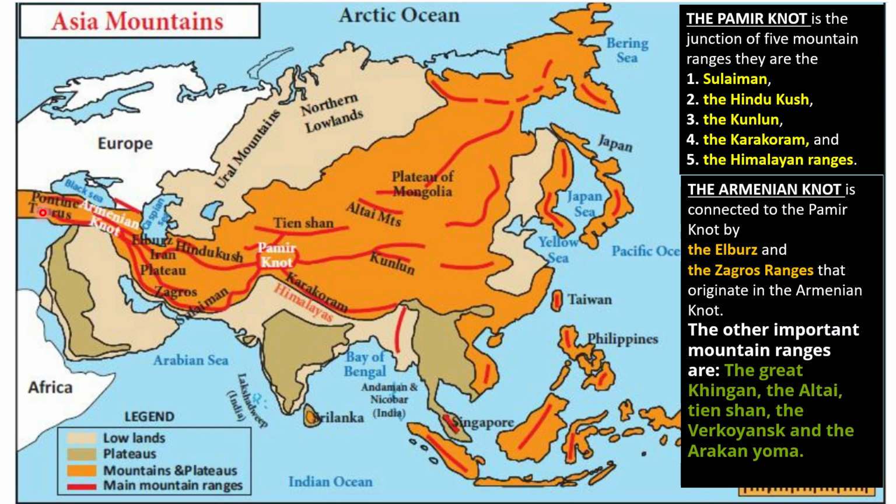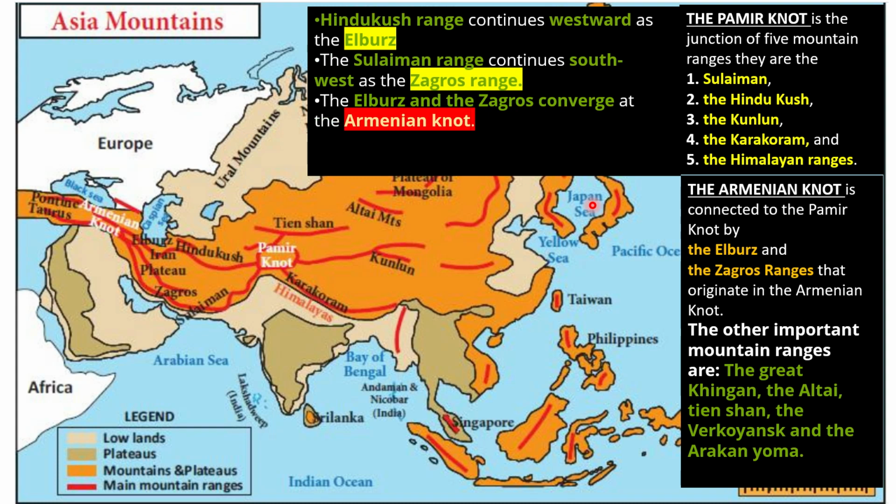The other important mountain ranges are the Great Kinghun and Altai range. This is Altai ranges, Kinghun ranges, and the Verkhoyansk and the Arakan Joma ranges, which are present in Russia. Hindukush range continues westward as Elburz. This is Hindukush range, radiating from the Pamir Knot, and it now becomes Elburz mountain range.